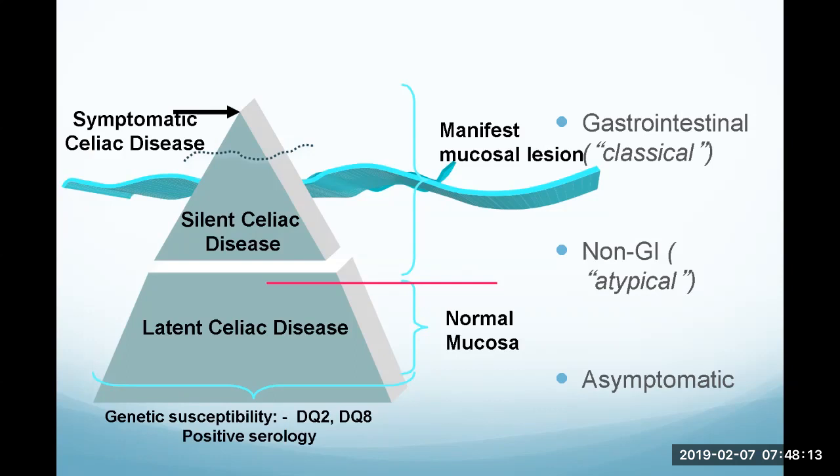Both symptomatic celiac disease and silent celiac disease have mucosal lesions and have positive serology. Coming to latent celiac disease, they may have positive serology but normal mucosa, so they are asymptomatic. They will eventually develop celiac disease. How long they're going to take, nobody knows.